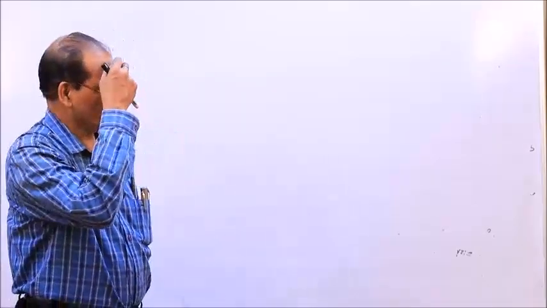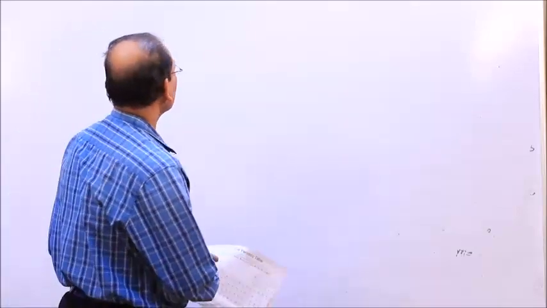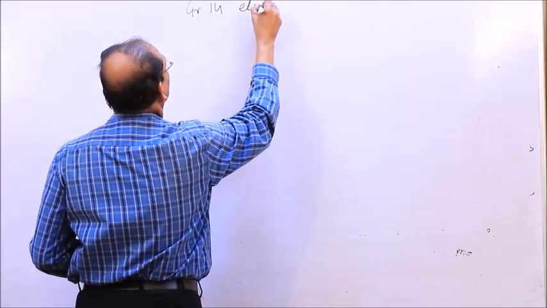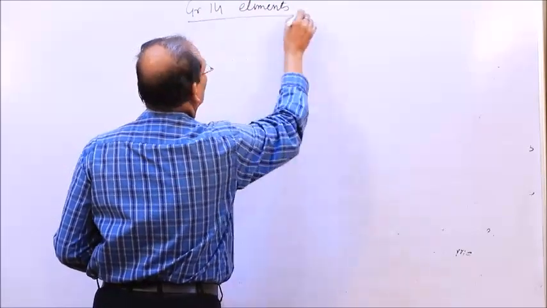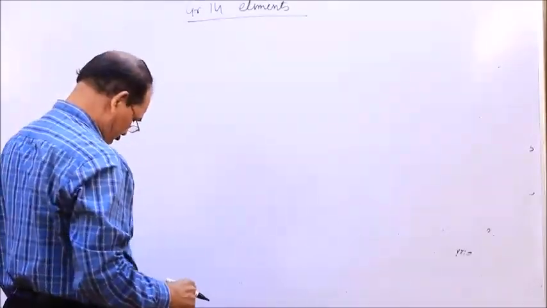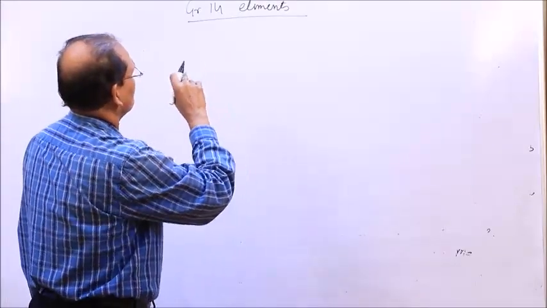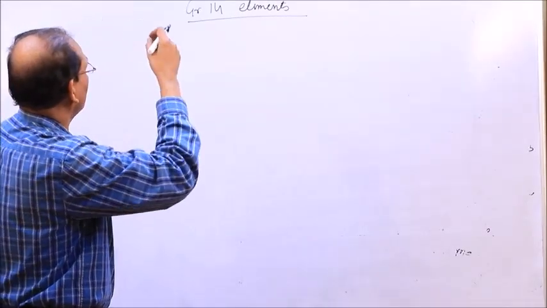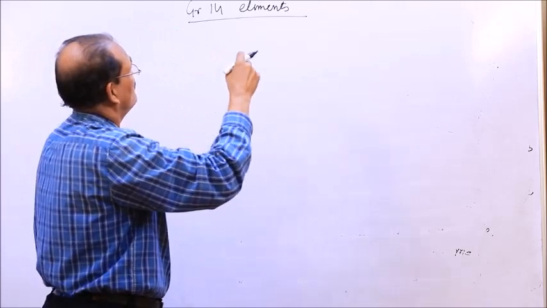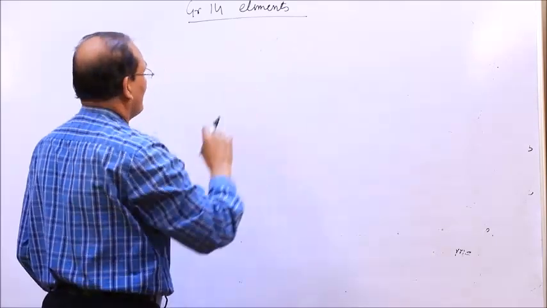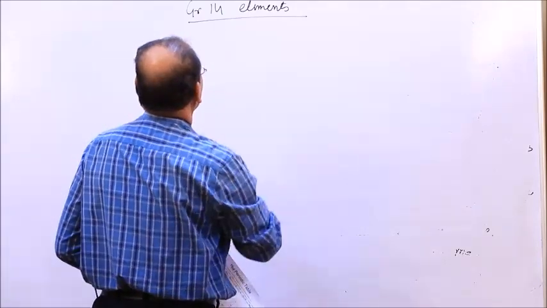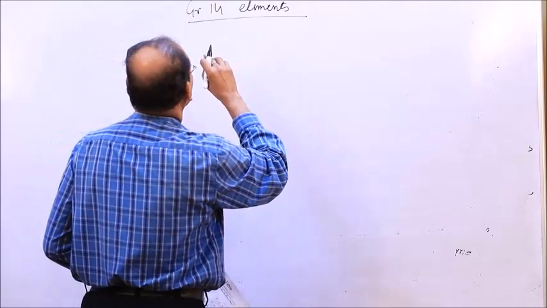So next we will discuss group 14 elements. As we have discussed, it comes under the p block elements. The p block elements start from boron, carbon, nitrogen, oxygen, then fluorine and the neon compounds. In that case, group 14 is the next group of p block elements.